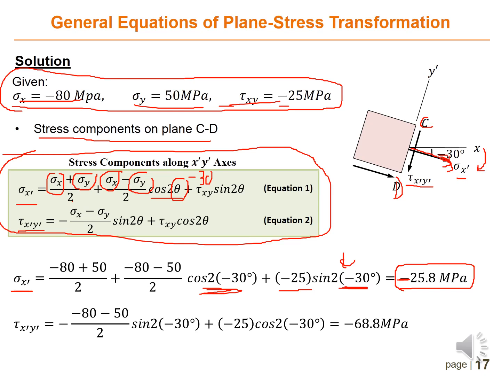Next is tau x prime y prime. The same way, you substitute all these values: sigma x, sigma y, theta, and also tau xy. You will get negative 68.8 megapascal.